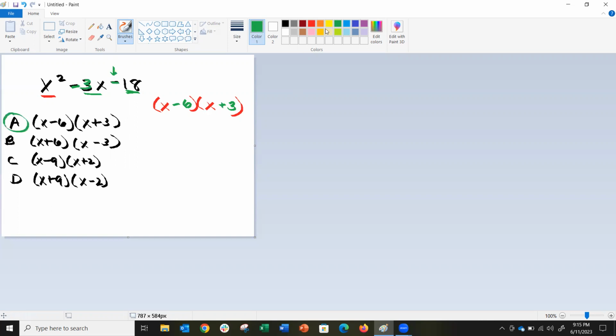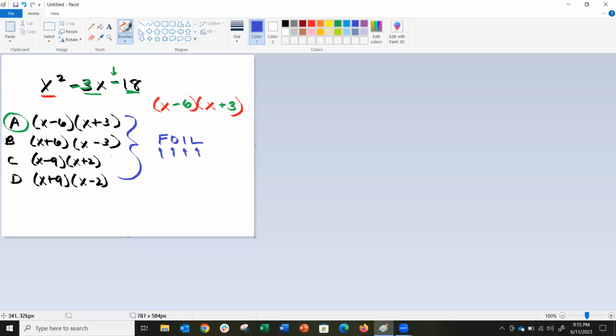That's the factoring way. If you don't want to do the factoring way, then you can use these answer choices and you can use the FOIL method. Remember, we multiply our binomials: we multiply the first term, the outside term, the inside term, and the last term. So you can just kind of guess and check, right? Pick one, check it. If it's not correct, move on to the next one.